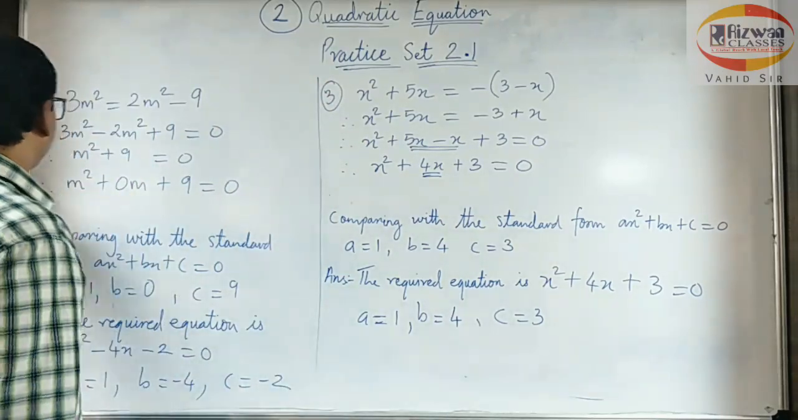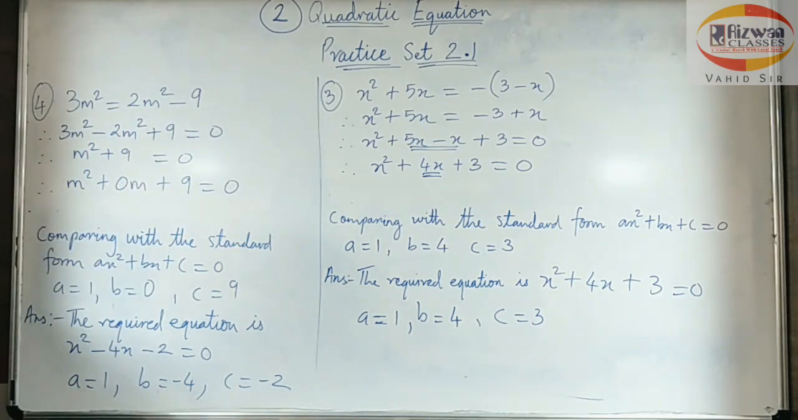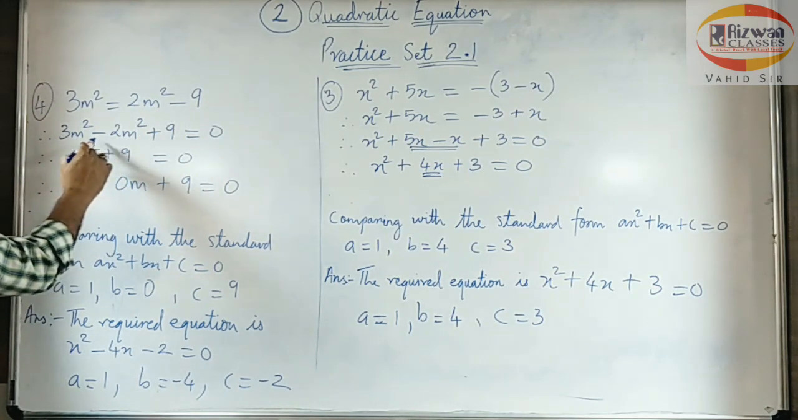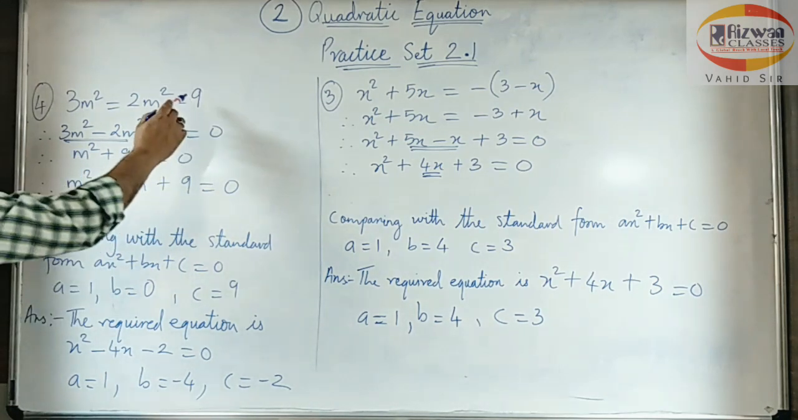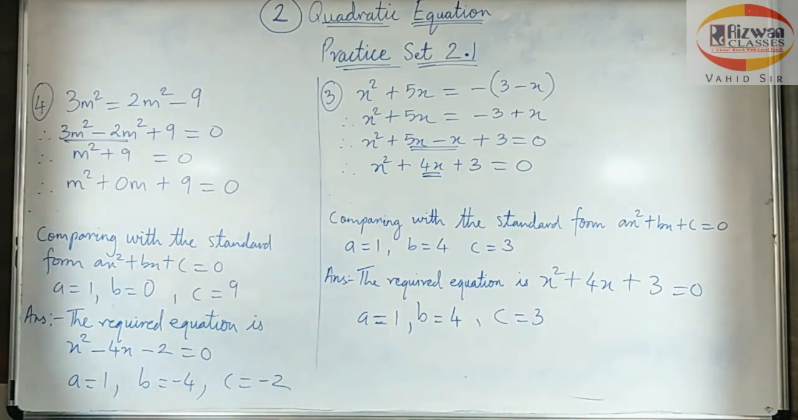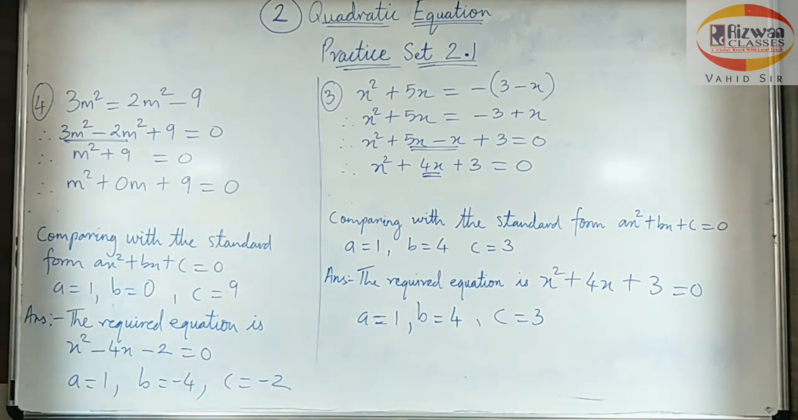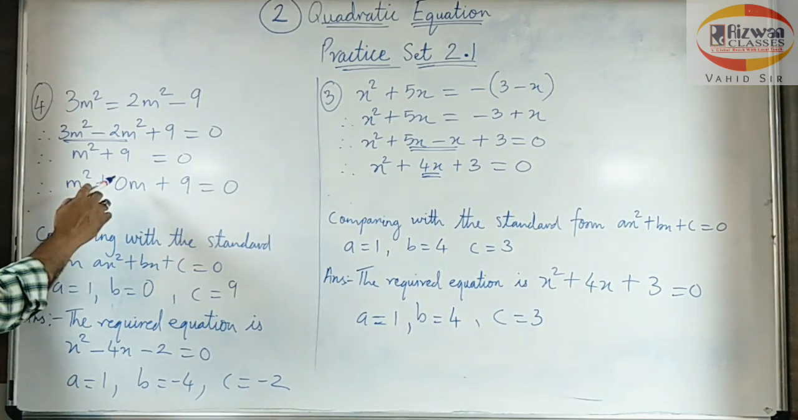Now let's go to question number 4. Here you can see that 3m square is equal to 2m square minus 9. The like term 2m square, which is on the right hand side, we will bring to the left hand side. So you will get 3m square minus 2m square. The 9 on the right hand side, which is minus 9, will come to this side and become plus 9. Now 3m square minus 2m square is m square, plus 9 is equal to 0.